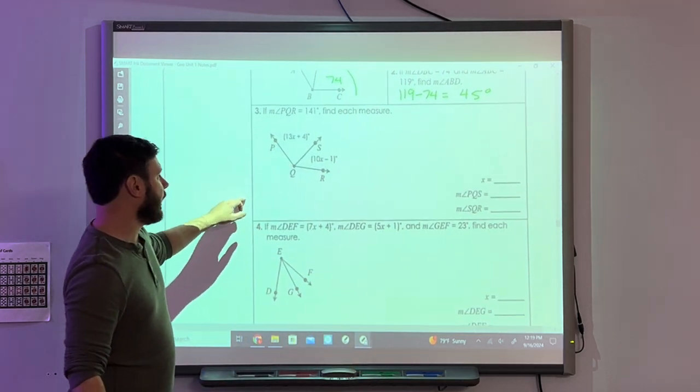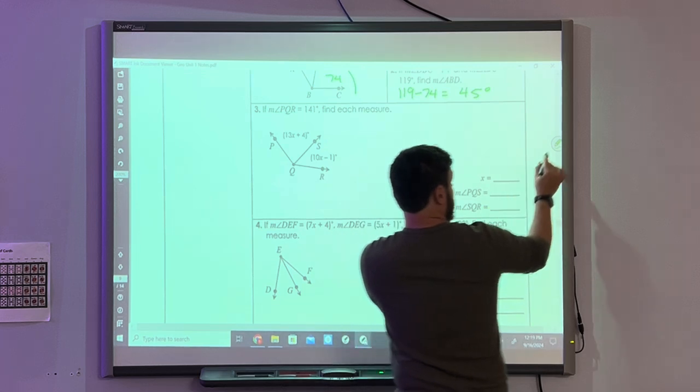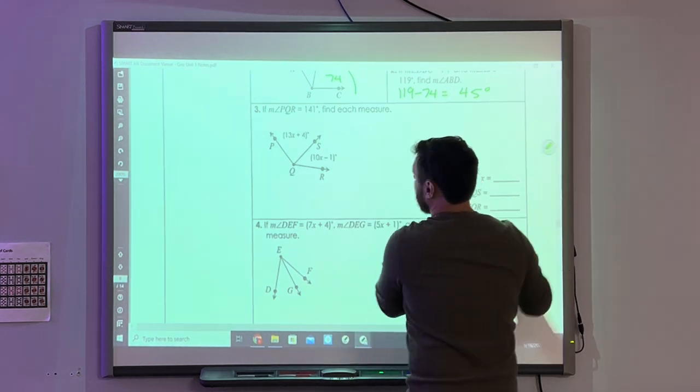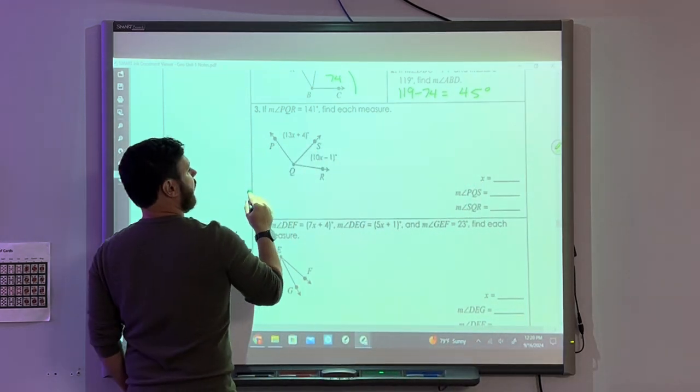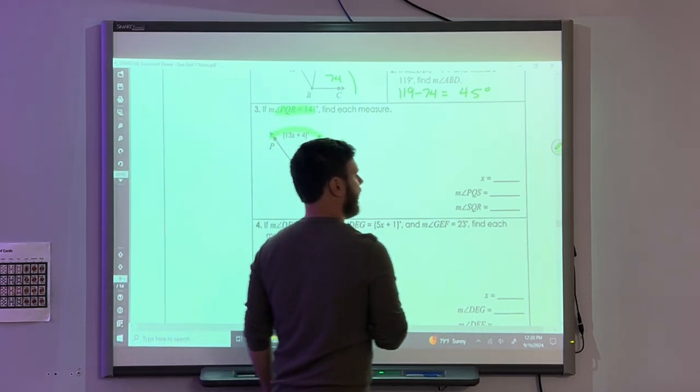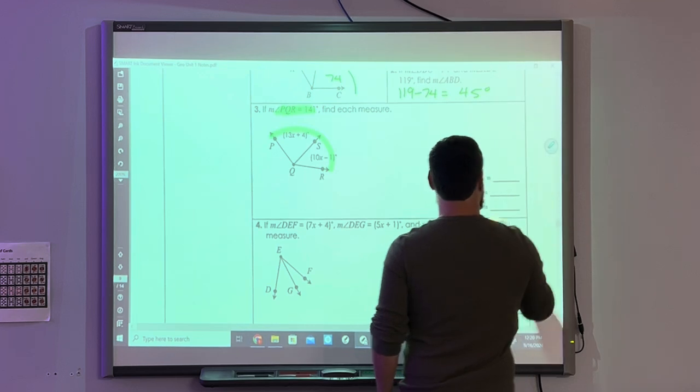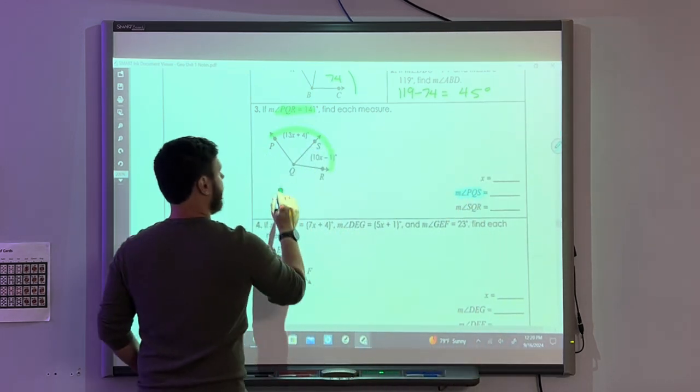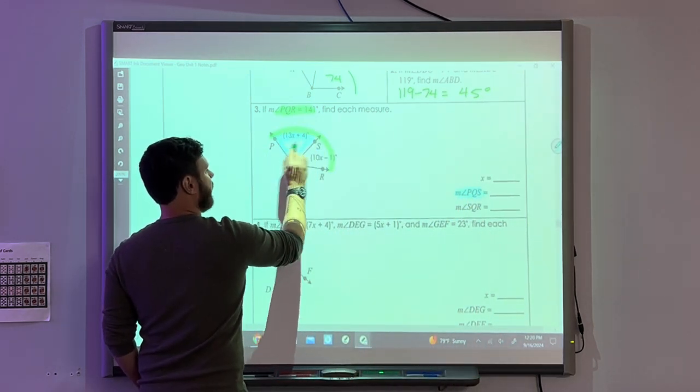All right, I like to highlight these ones because I really do think it makes it a lot easier to understand. If PQR is the whole thing, find each measure. Okay. So PQS is here, PQS is this inside one here.